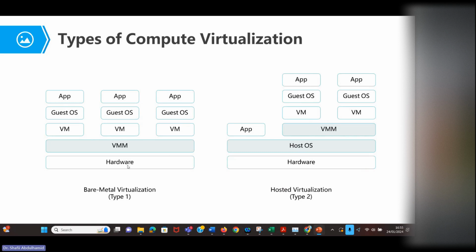In other words, look at type 1, look at type 2. If the VMM is directly on the hardware, it's type 1. The VMM here is not directly on the hardware. There's already an existing operating system that is installed, and then the VMM is installed on it. So this is basically type 2. Yes, okay.